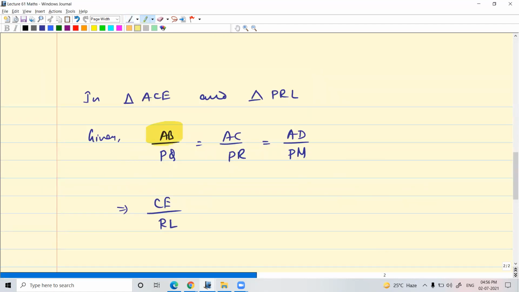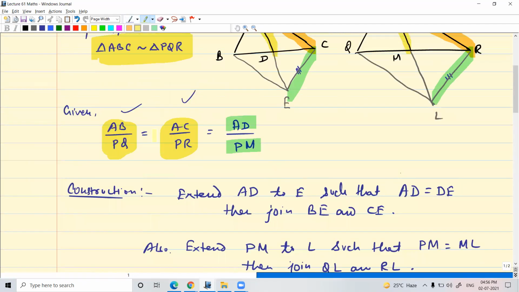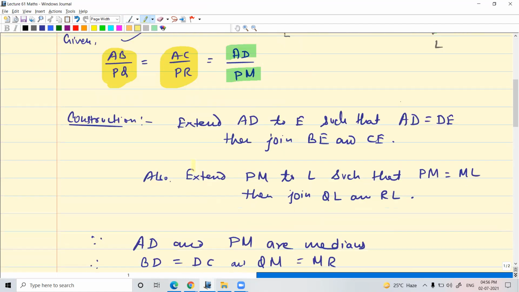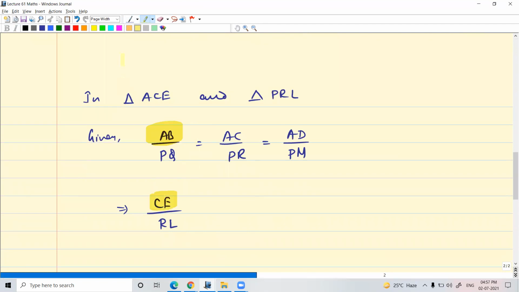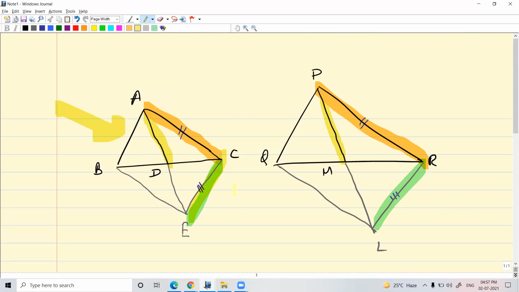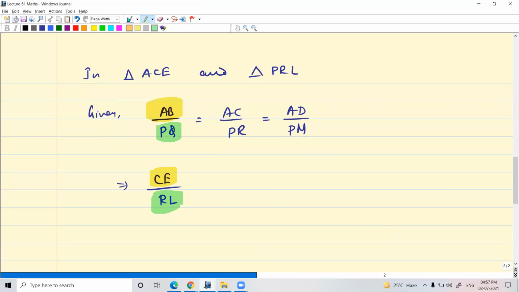This thing is given in the question itself. AB by PQ is equal to AC by PR is equal to AD by PM. This is the ratio I'm taking, which was given in the question already. And in this given ratio, I'm replacing AB with CE and PQ with RL, because AB is equal to CE and PQ is equal to RL. They are opposite sides of a parallelogram. Do you understand now? Still not clear.